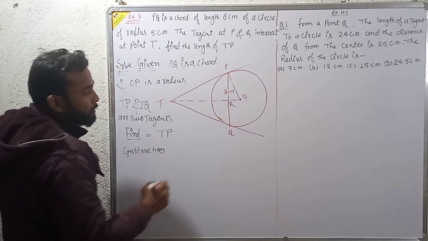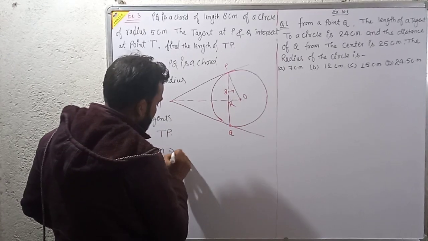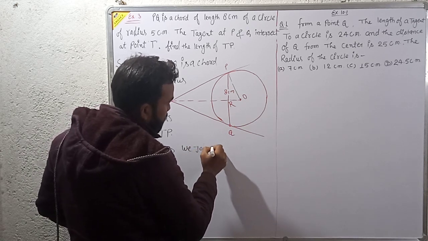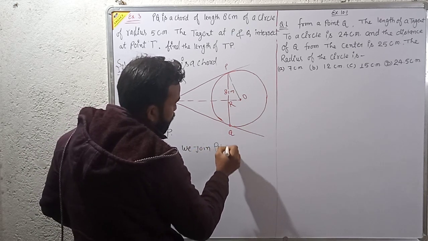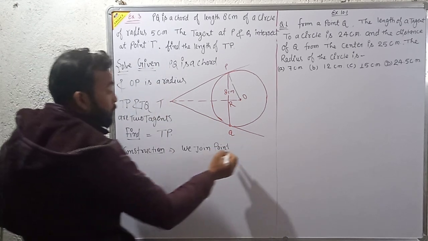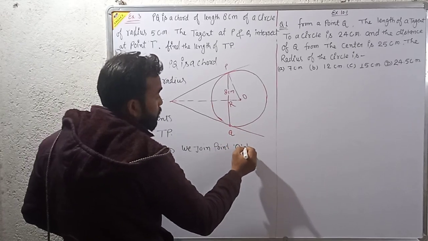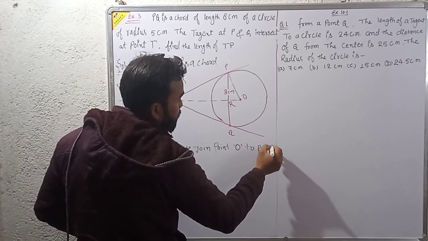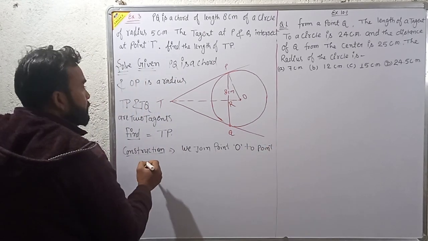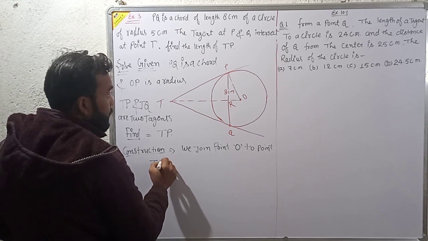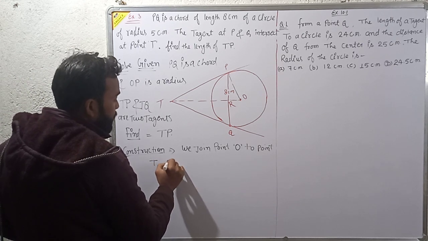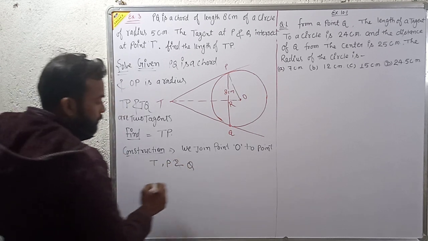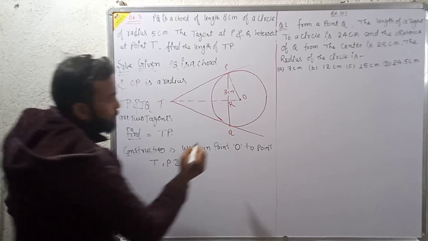Construction: join point O to point T, comma P and Q. Clear?